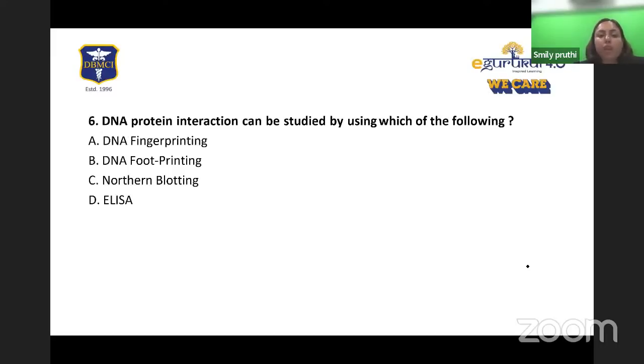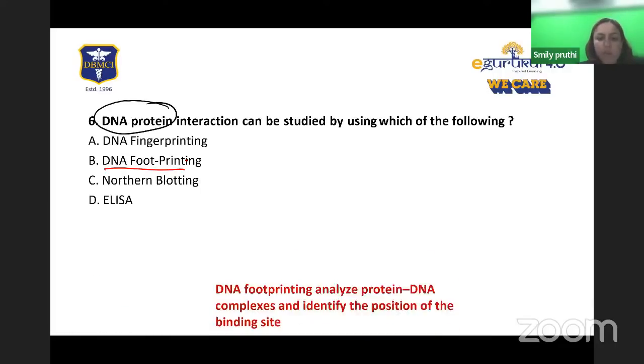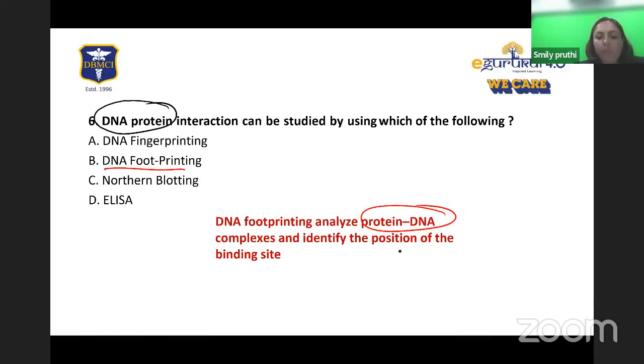Next, DNA protein interaction can be studied by using which of the following? DNA protein interaction is done with the help of DNA footprinting, right? DNA footprinting analyzes protein DNA complexes and identifies the position of the binding site as well. That's why footprinting, as if footprints are marked. On the other hand, fingerprints are very unique. They are unique portions of DNA for a particular individual. Northern blotting is for RNA. That cannot be the answer here. ELISA is for antigen antibody reactions. That cannot be the answer for DNA protein interactions, right?